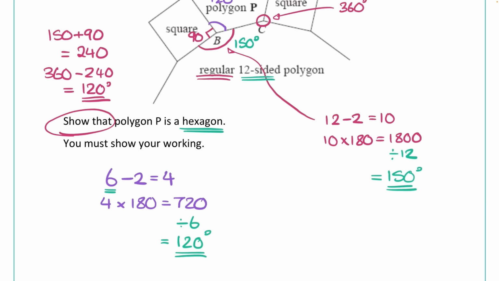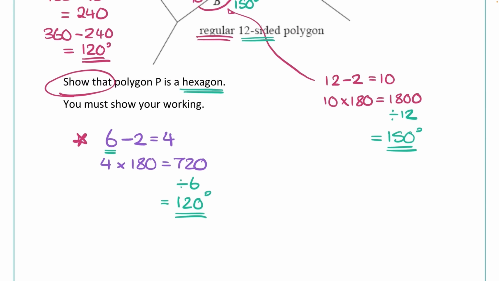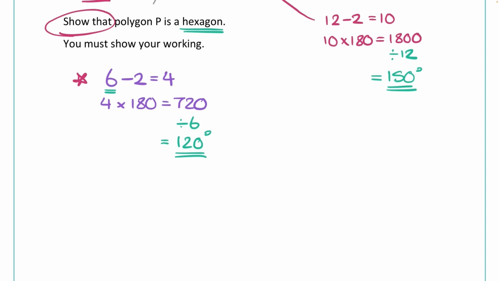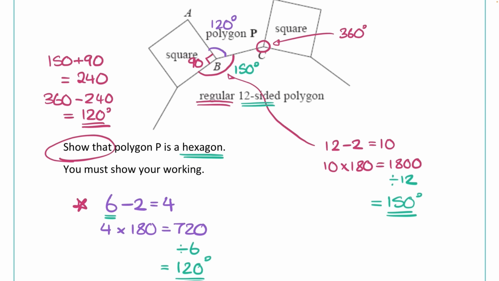It did say show that it's a hexagon, so we did know it was going to work, but this final stage here was me showing that it's a hexagon. I'm not just finding the gap there that's 120, I've actually shown that that matches the same interior angle of a hexagon. So you could write next to that, therefore it must be a hexagon, completely up to you, but the working out there is hopefully really nice and clear. We found the interior angle in the 12-sided polygon, which was 150. We know that they had to all add up to 360, so we found the gap, including the right angle in the square.